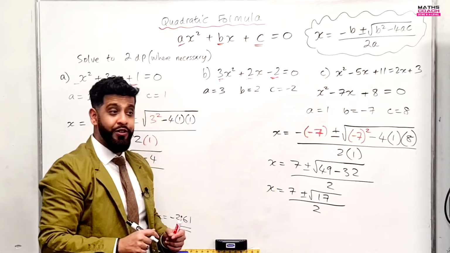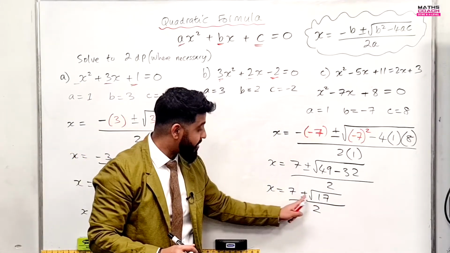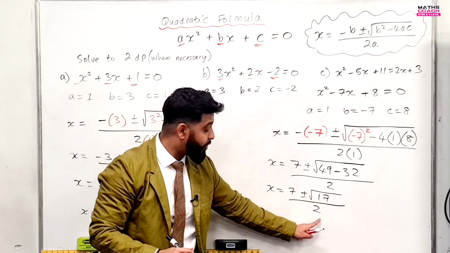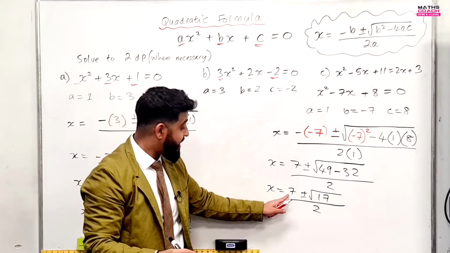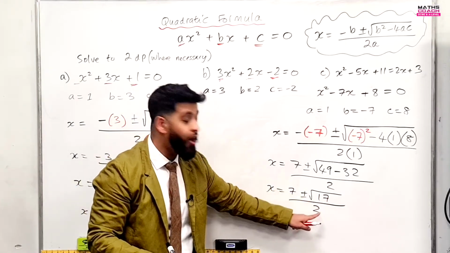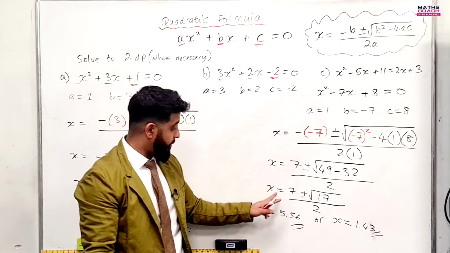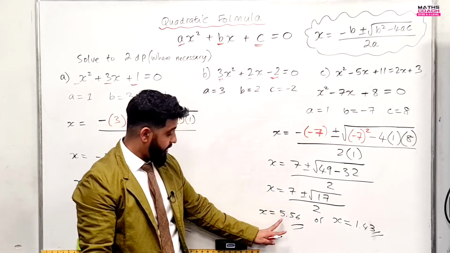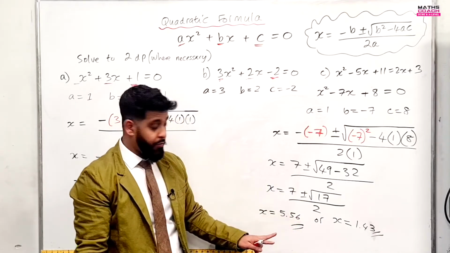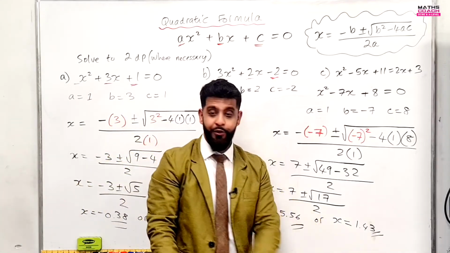So your two solutions are going to be, the first one, 7 plus root 17, all over 2. The second solution is going to be 7 minus root 17, all over 2. Let's have them, please. So your two solutions, when you substitute this into the calculator, is 5.56 to 2 decimal places, and 1.43 to 2 decimal places.